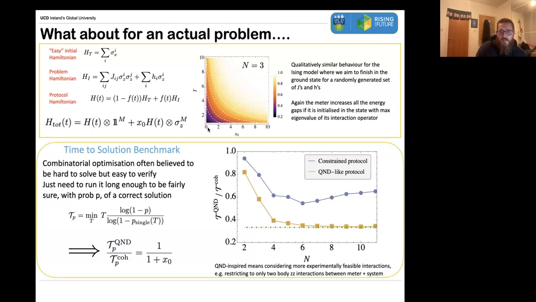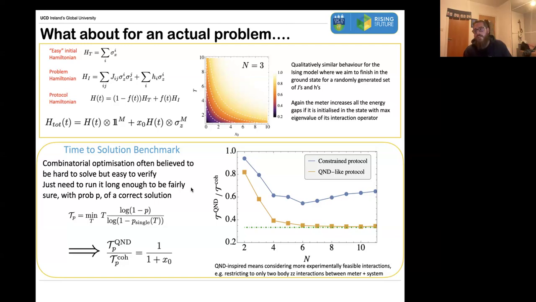The last point that I want to mention is another way in which we can capture the same essence of this, and this allows me to talk a little more generally about the implementability of the protocol, which is to consider a slightly different success metric. Instead of calculating something like the ground state fidelity, which is what we have in the last couple of plots, where I do the protocol and see if my system stays in its ground state, we can instead calculate another metric called the time to solution benchmark. My understanding is that it comes from the fact that these kinds of optimization problems are often believed to be hard to solve but comparatively easy to verify.